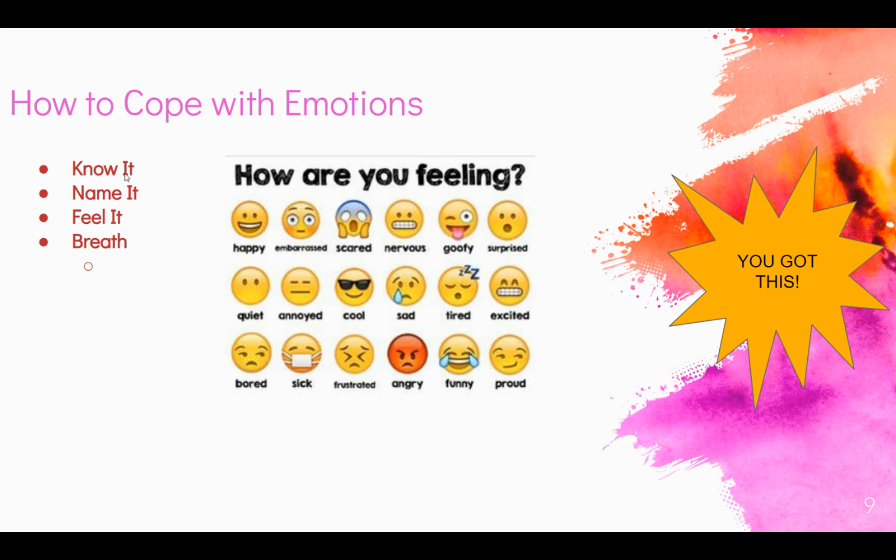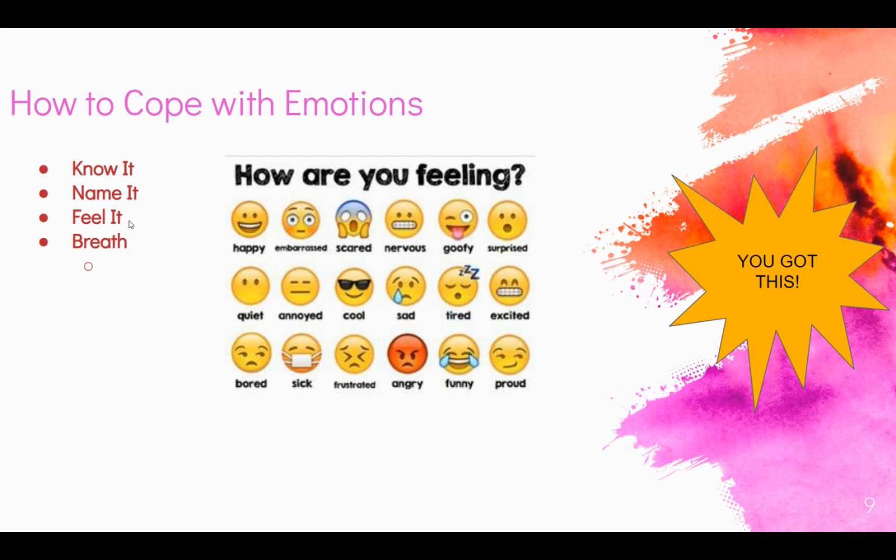And then once you know what's happening, name it. Name the emotion. So maybe you have to use a feeling chart to either point to the picture of how you might be feeling or just say the word of how you might be feeling. And then you want to feel it. So it's okay to feel different emotions, but remember how we deal with those emotions is really important.